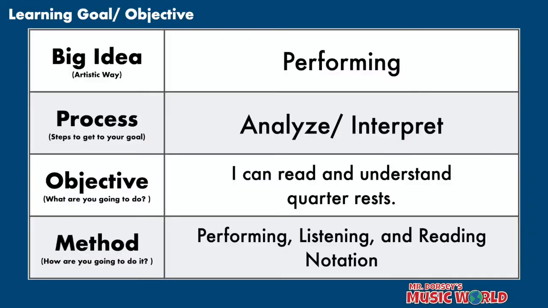Let's find out. Our learning goal is broken up into 4 steps. Our big idea is performing. Our process is analyze and interpret. Analyze means figure out what something does. Interpret, what do you do with that information? Our objective is I can read and understand quarter rests. And our method is performing, listening, and reading notation.